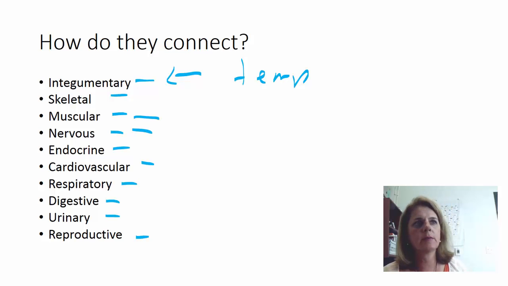The nervous system: the heart pumps blood to the nervous system. The nervous system controls the rate of the heartbeat. We talked about how in a parasympathetic or sympathetic event, does your heart rate go up or down? So does your nervous system control how fast your heart beats?